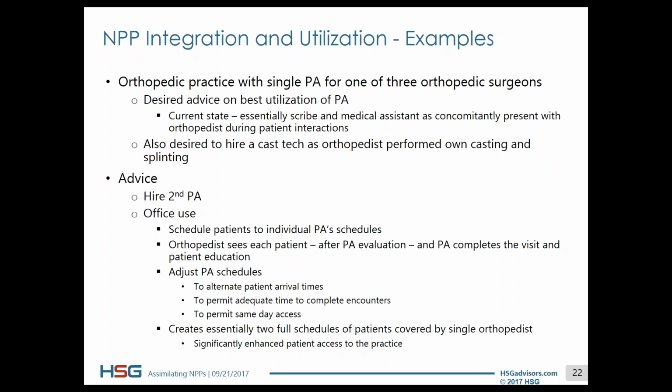The first example is an orthopedic practice. This is a practice that consisted of three orthopedic surgeons, one of which had a PA. And the orthopedic surgeon with the PA was requesting advice of how to best utilize the PA. This was part of a larger project, but this was a keen interest on both the part of the employed group, but also this particular surgeon.